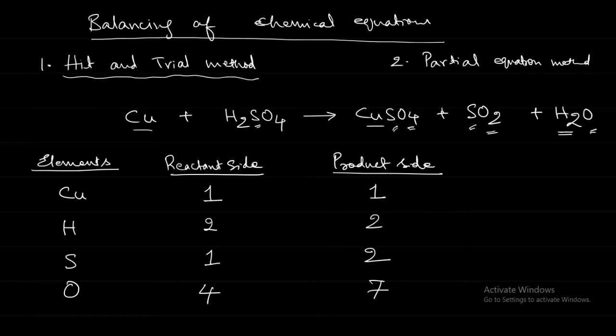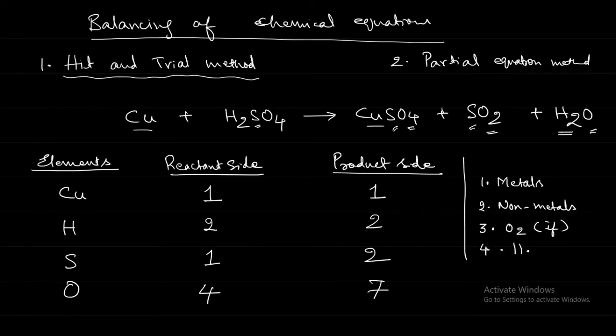First what we have to do is balance the metals. We will follow a step by step process. First, we balance the metals. Second, we balance the non-metals. Third, if any oxygens are there, balance that. Then if any hydrogens are there, balance that. We will try to follow this sequence to balance.